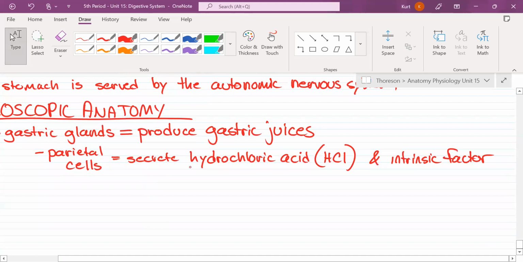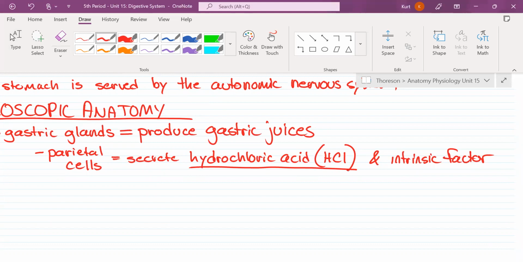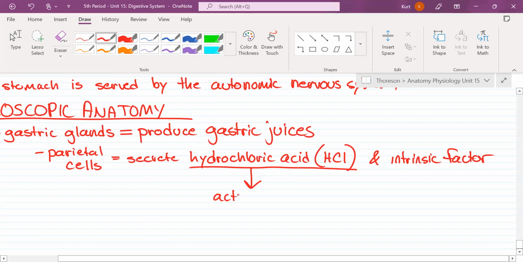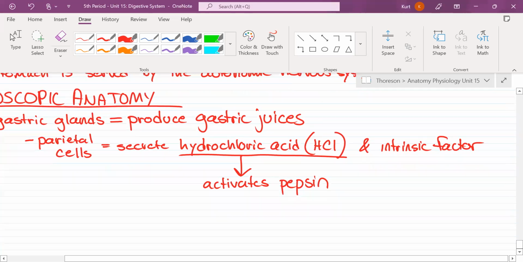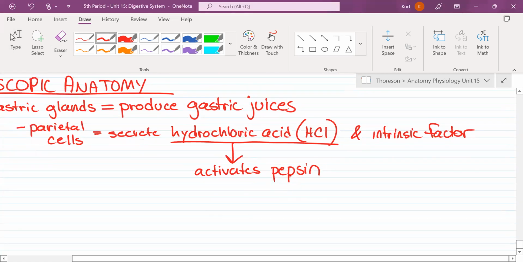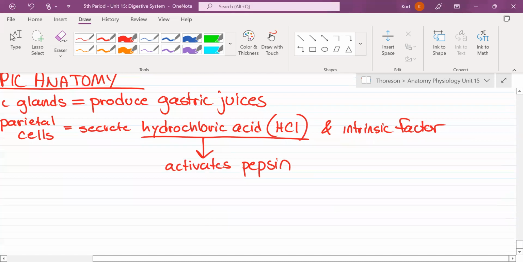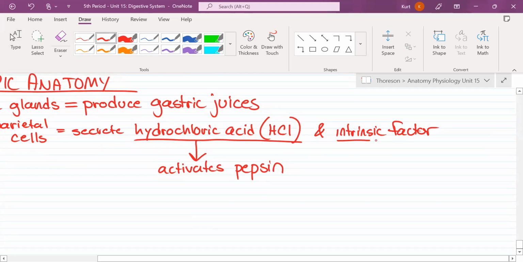I want to talk about hydrochloric acid first and why we need to know about that. When you swallow food, the presence of food in your stomach will cause the secretion of pepsin and hydrochloric acid. Hydrochloric acid activates pepsin. And when you have pepsin, tell me again, what macromolecule can be digested? Peptides, proteins. Intrinsic factor is required for the digestion and absorption of vitamin B.